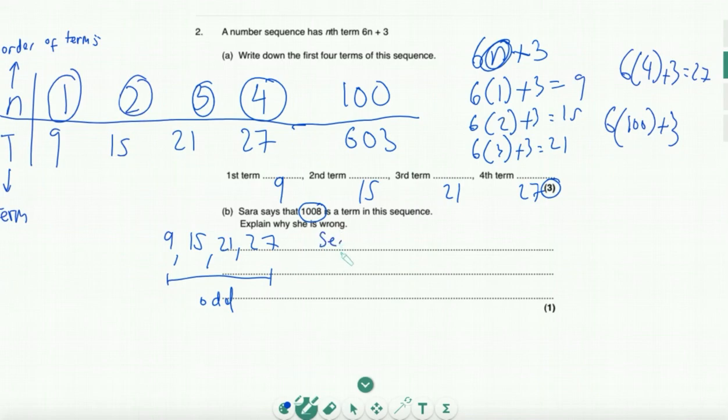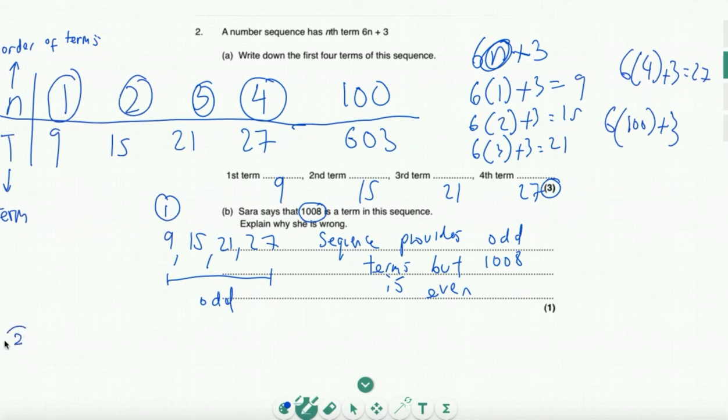So, the sequence provides odd terms, but 1008 is even. All right, that's the first way of explaining, okay? There is a second way of explaining this. A bit more technical way.